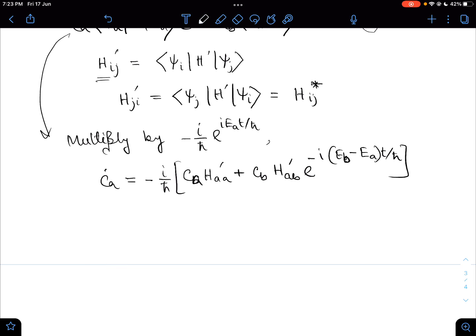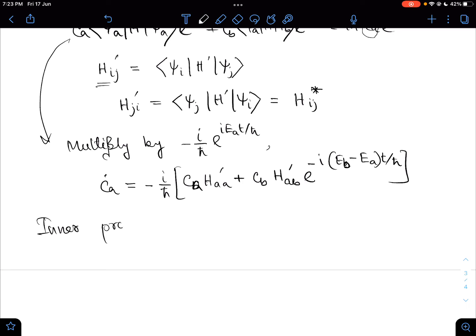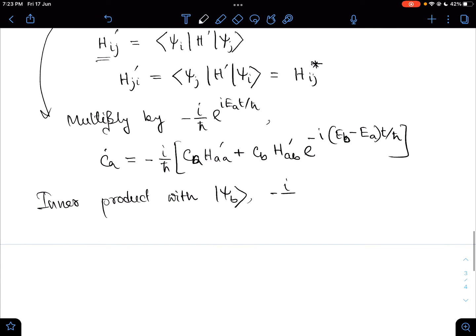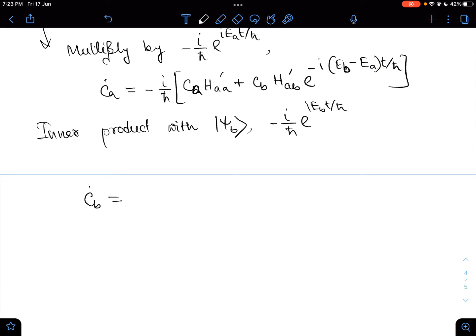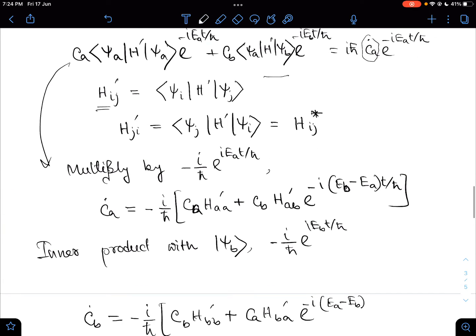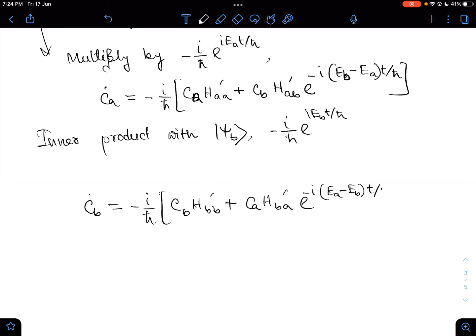And in a similar manner, if instead of psi_a we take the inner product with psi_b, and then multiply again by minus i by h cut e to the power i E_b t by h cut, we will end up with C_b derivative, that means the time evolution of C_b. So it will be minus i by h cut, C_b H_bb prime plus C_a H_ba prime e to the power minus i, E_a minus E_b, t by h cut.